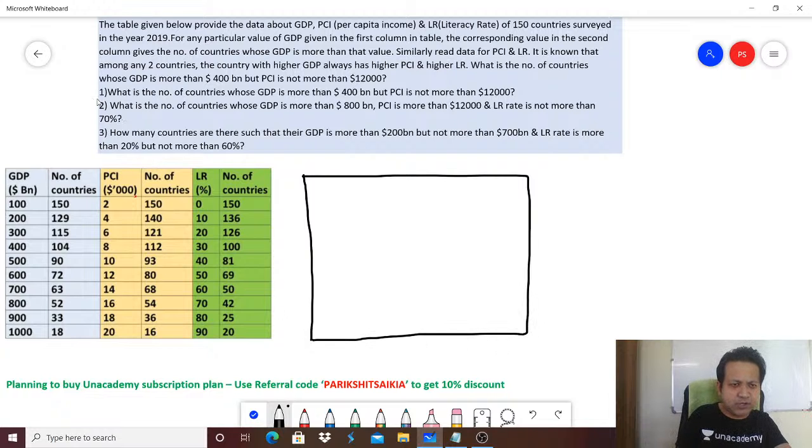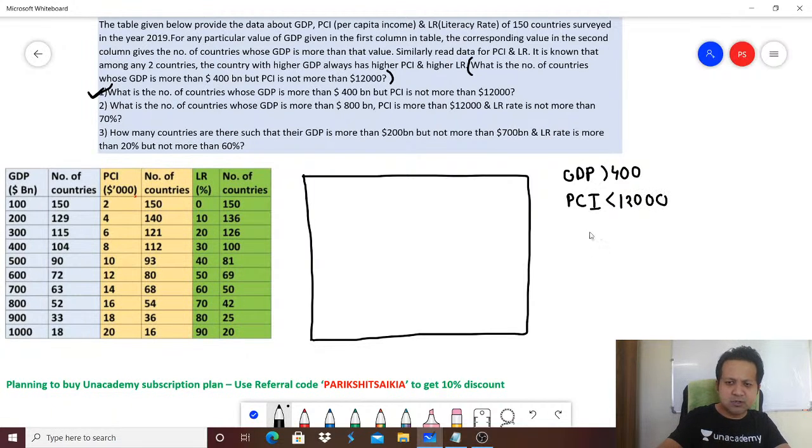Let's look at the first question. Basically this part is the same, so the question I'm repeating here. What is the number of countries whose GDP is more than 400 and PCI is not more? When I say not more, I mean less than or equal to 12,000.